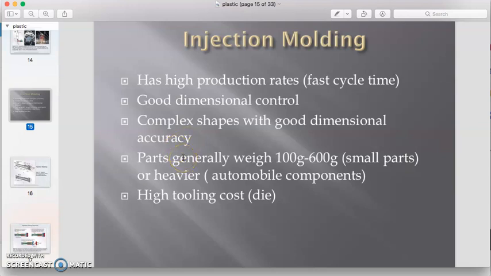The part generally weighs 100 grams to 600 grams, usually used for small component parts. The limitation of injection molding is that the tooling cost is high, meaning the cost of the mold is quite high.